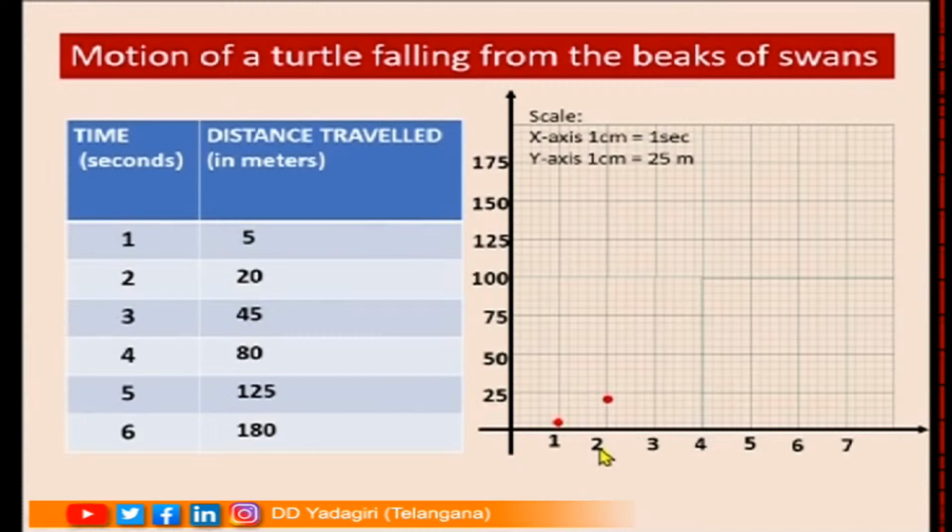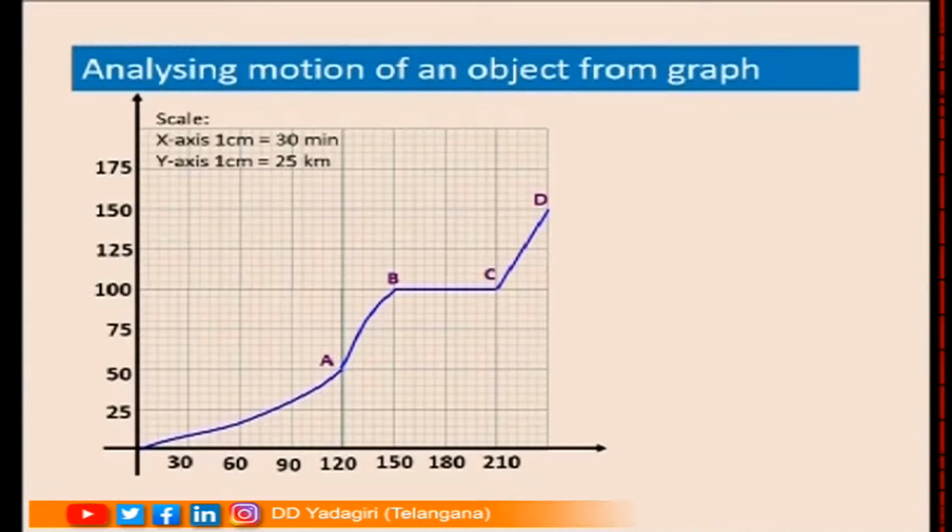For the second second it covers a distance of 20. In the third second it covers a distance of 45 meters. After 4 seconds it covered a distance of 80 meters, after 5 seconds it covered 125 meters, and finally it covered 180. Map all these points and you will get a curve. What does this curve represent? That means the turtle's motion is non-uniform motion. So observe this table, children, it is very important here.